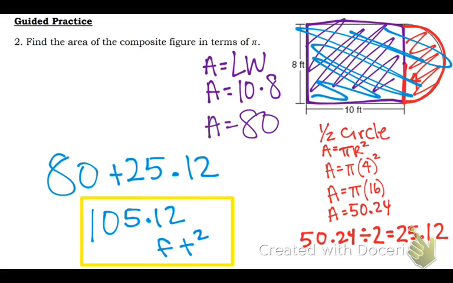Perfect. We flip. We're skipping number 3 for today. We're going to do number 4. You are going to do number 4 with the person next to you.